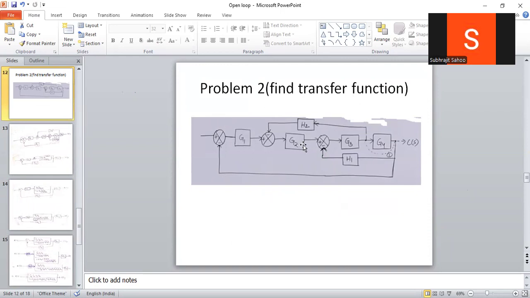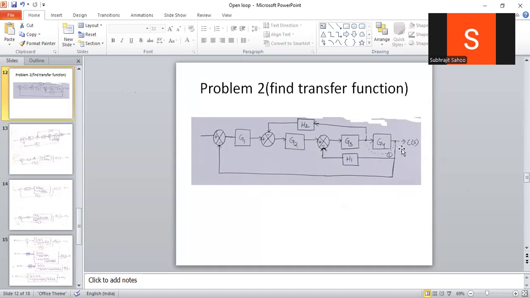So remember, finding the transfer function or solving the block diagram is nothing but you have to reduce all the blocks G1, G2, G3, G4, H1, H2, all the blocks into a single block. In this problem, the blocks may be connected in series, may be connected in parallel. So you have to judge.